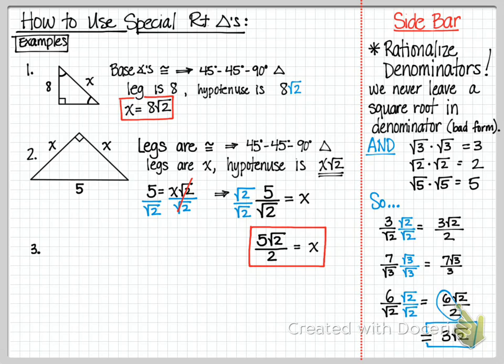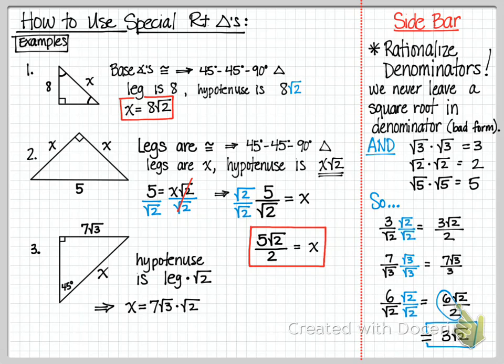In our third example, we have another right triangle, and we can see that one of the acute angles is 45 degrees, so we know that both of the acute angles would be 45, and it's a 45-45-90-degree triangle. And we know that, again, the hypotenuse is a leg times the square root of 2. In this case, the leg is 7 root 3. So the hypotenuse, x, is going to equal 7 root 3 times root 2. Well, we just multiply the two square roots together, and we end up with 7 root 6. So that's the final answer, x equals 7 root 6.